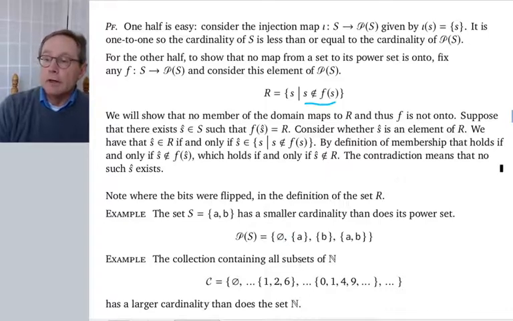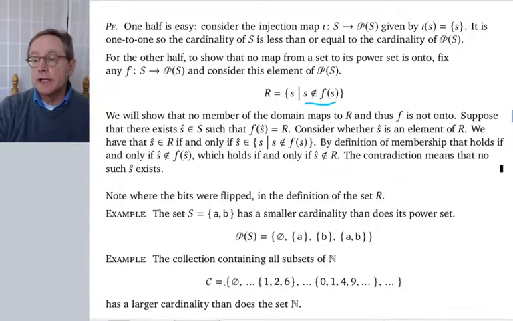Let's go to infinite. So let's look at all the subsets of the naturals. It's a collection, so I called it C. I don't know, {1, 2, 6} is a perfectly good finite subset of the naturals. {0, 1, 4, 9, ...} is a perfectly good infinite subset of the naturals. All the subsets of the naturals are here. That set, by the lemma above, by Cantor's proof, has a strictly larger cardinality than the naturals. So the power set of the naturals has a strictly larger cardinality than the naturals.